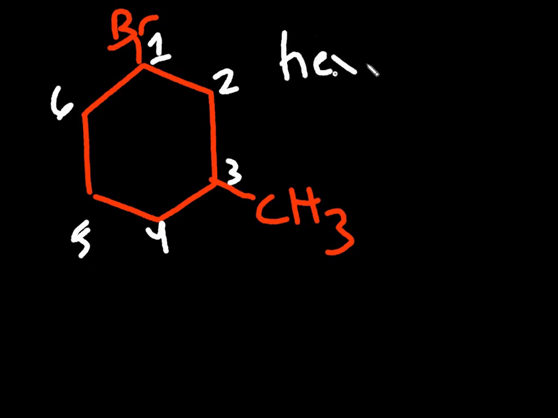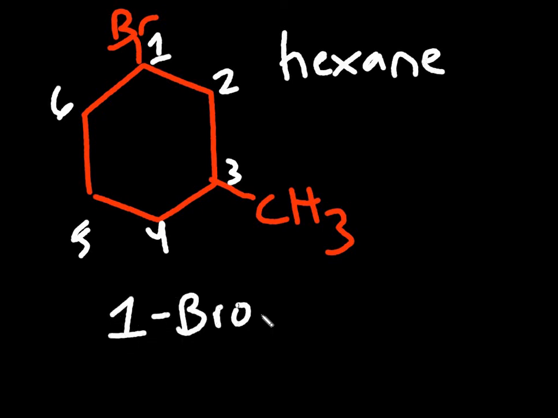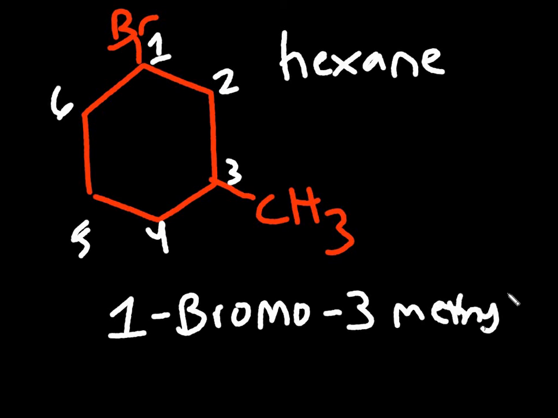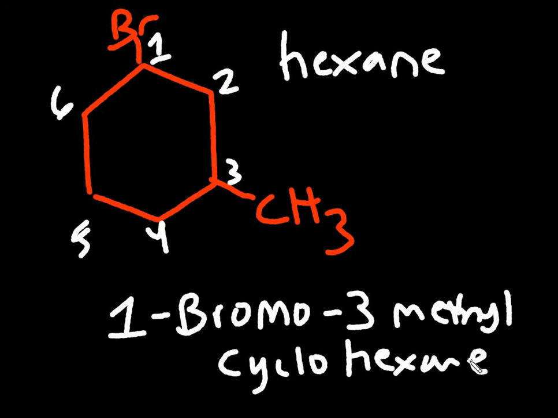So we have 6 carbons, so we know that it's hexane. We're starting at the bromine, so 1 bromo, methyl cyclohexane. Okay.